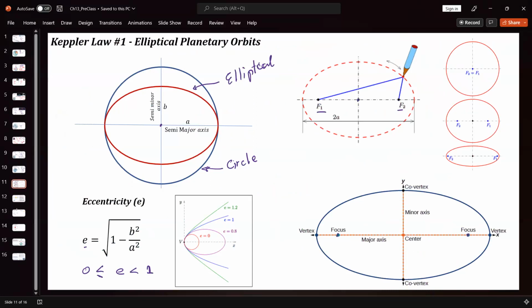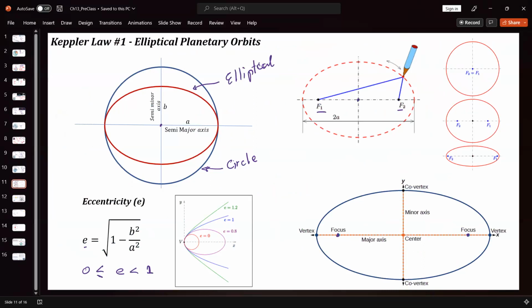So that's the idea, which means when the planet is orbiting on the elliptical path, the sun can be at one focus, and the planet orbits around that. Then the ellipse has various other important parameters. The vertex point is where the ellipse crosses the major axis right here, and the co-vertex is where the minor axis crosses right there.